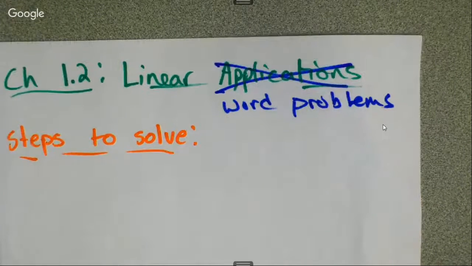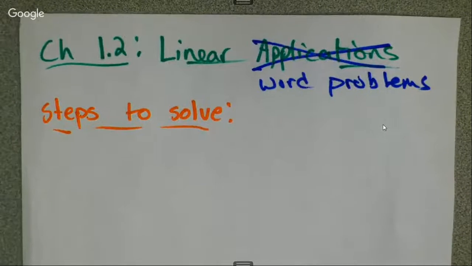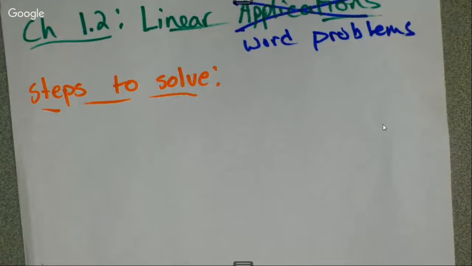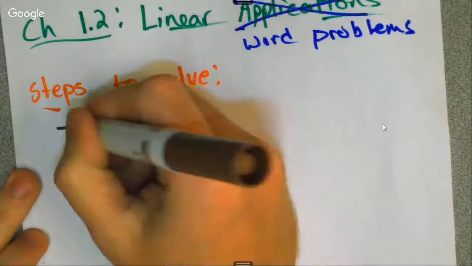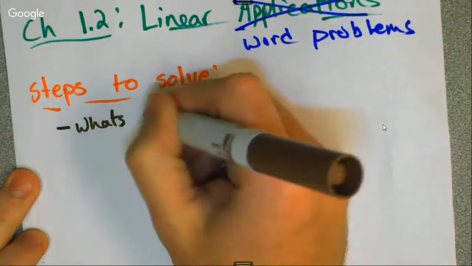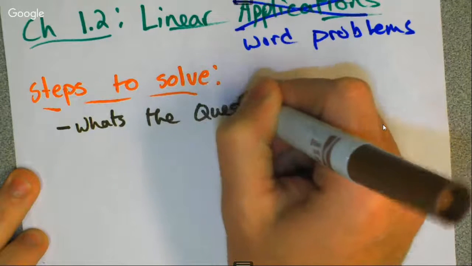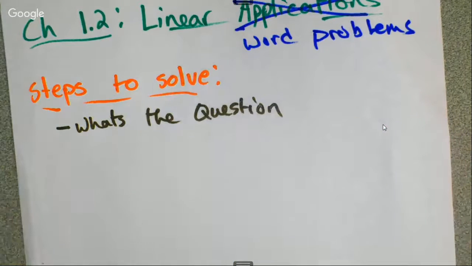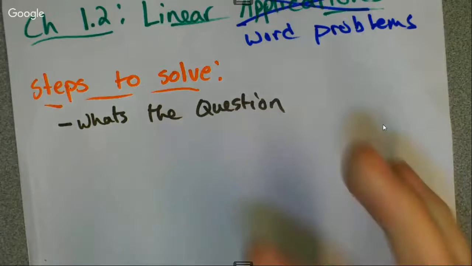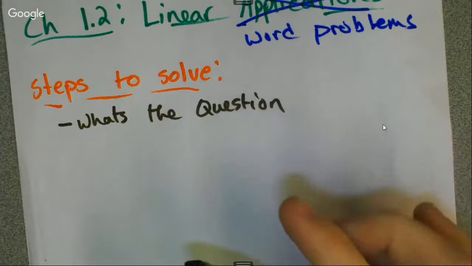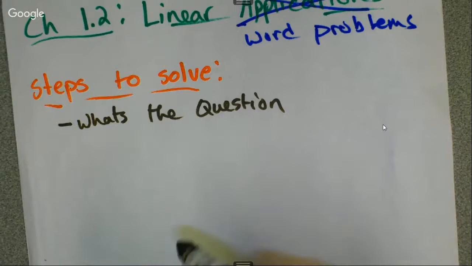So the first thing I want to do is give you some steps to solve word problems. Okay, so the first thing we want to do is identify the question. So we want to identify what the question is. Okay, so what is the word problem really asking us to do?